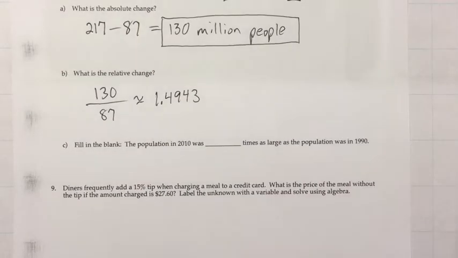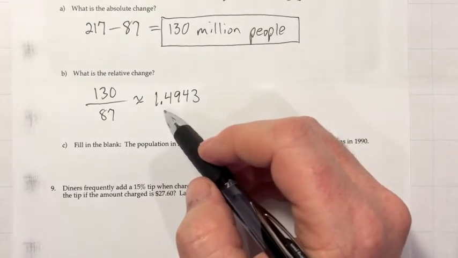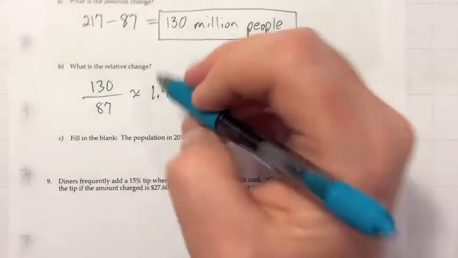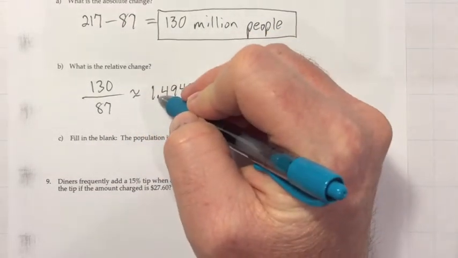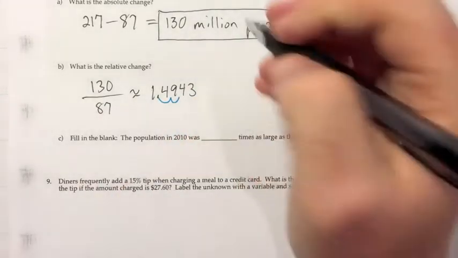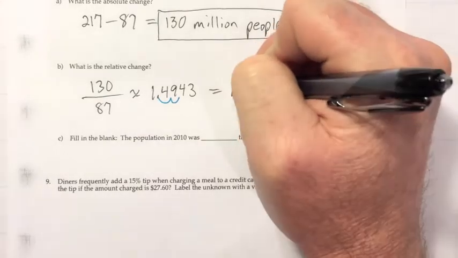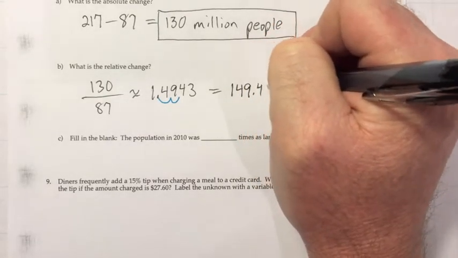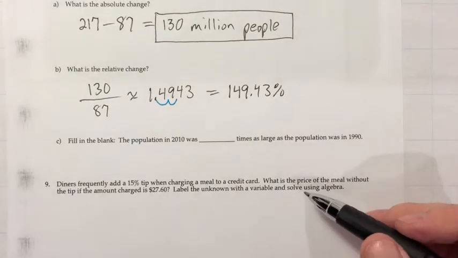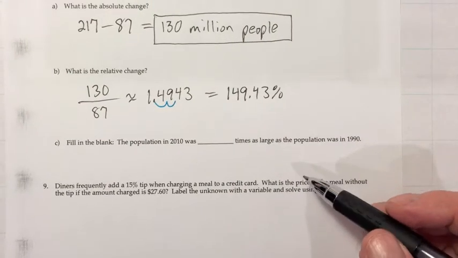But then what are the units on that? So this is kind of a percentage, but it's in decimal form. So after we do the division, we want to put it in percentage form. So move the decimal 2 spots to the right and add the percentage symbol in. So this would be 149.43%.